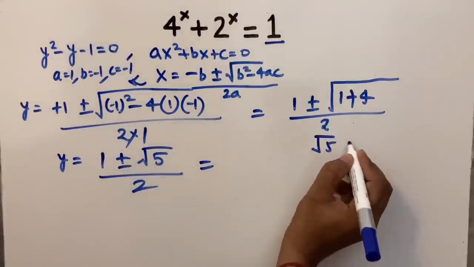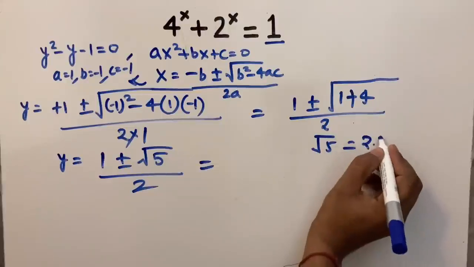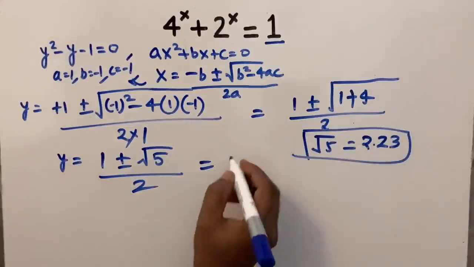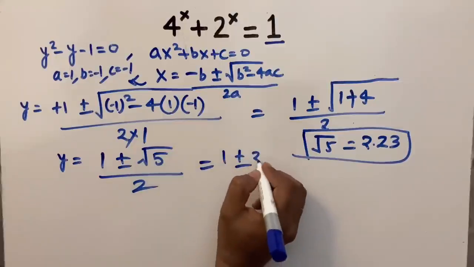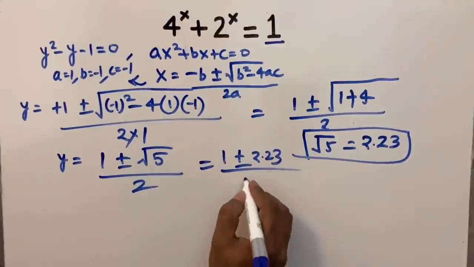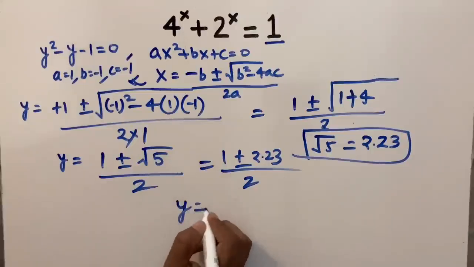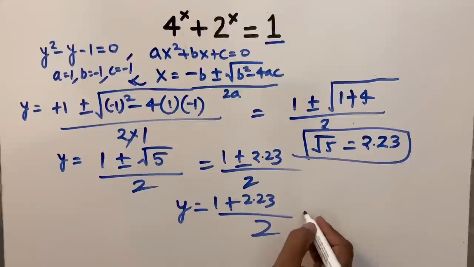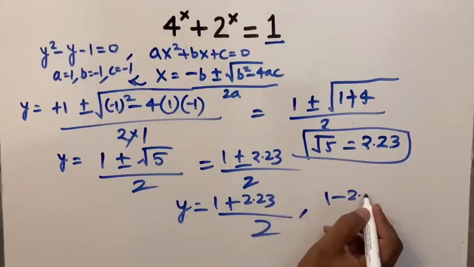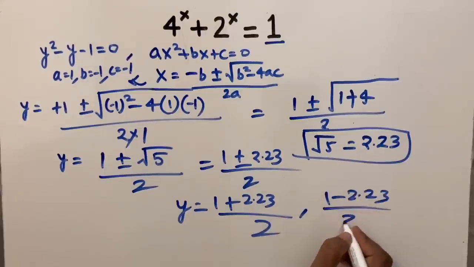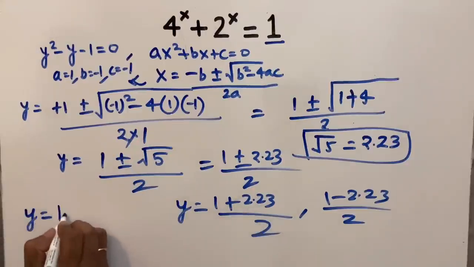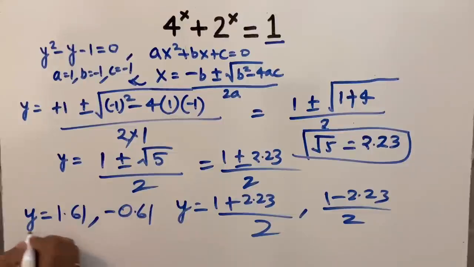Square root of 5 equals to 2.23. So it becomes 1 plus minus 2.23 divided by 2. So y comes 1 plus 2.23 divided by 2, or 1 minus 2.23 divided by 2. So value of y comes equals to 1.61 or minus 0.61.